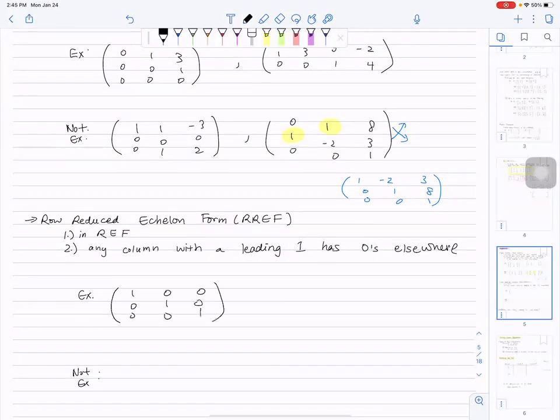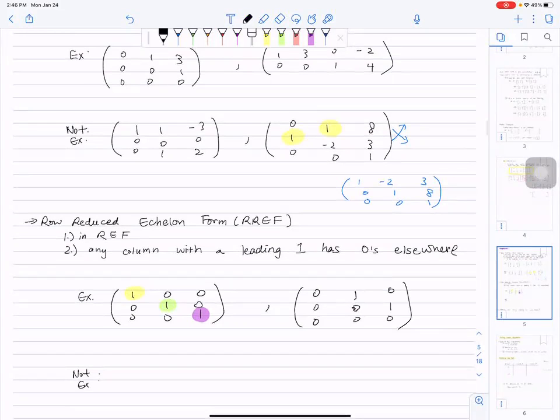So here, the identity matrix is in row reduced echelon form. The leading 1s are all in the column behind it. Here's a leading 1. Everything else in that column is a 0. Here's a leading 1. Everything else in that column is a 0, as well as this. Another example is this matrix, which is also in row reduced echelon form because you have a leading 1 here. Everything else is 0. The other leading 1 is a column behind it, and everything else in that column is also 0.